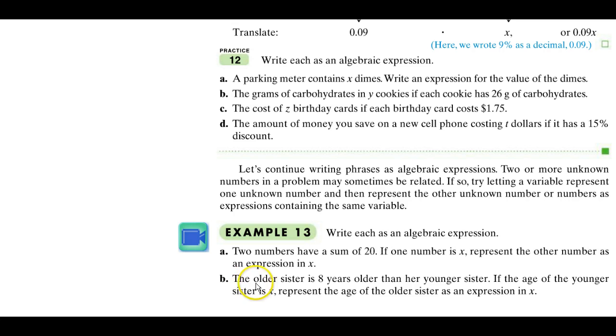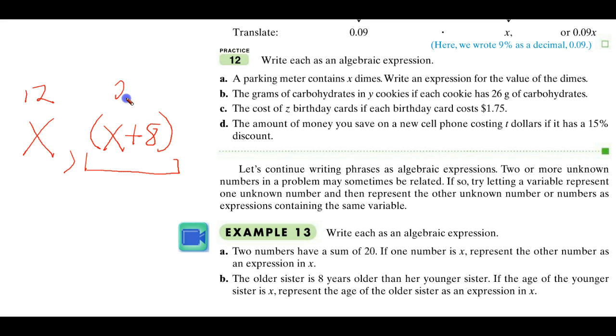Now in example B, the older sister is 8 years older than her younger sister. If the age of the younger sister is x, so here we have the younger sister as x. Well, the older sister is 8 years older than this young lady. So it will be x plus 8 as a sum. So this is the younger sister. The older sister is 8 years older, so the younger sister's age plus 8. So if this were, say, 12, then the older sister would be 20. And this is a way to represent words as an algebraic expression.